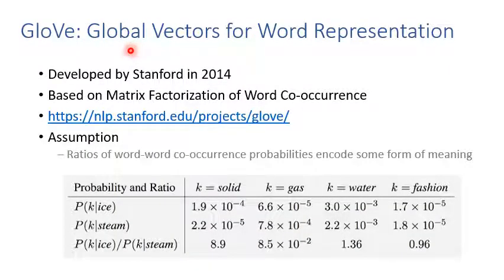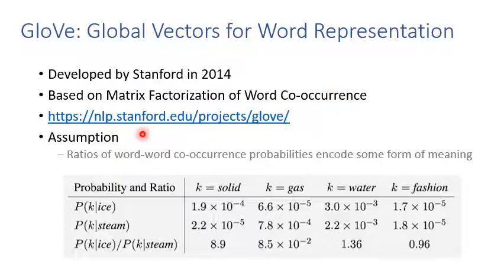Let's try to use a pre-trained embedding model to see if we can improve the model accuracy. Here we use the model called GloVe, Global Vectors for Word Representation. This is not a Word2vec model, but it's still a very effective embedding model. It was developed by Stanford in 2014, and it's based on matrix factorization of word co-occurrence. Remember that matrix factorization is popular for recommender systems.